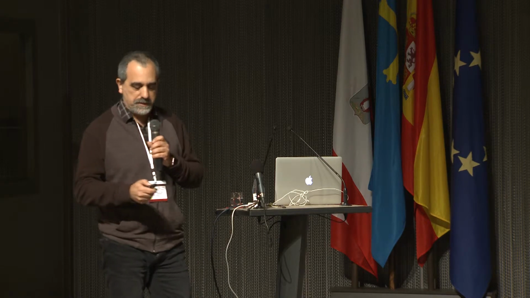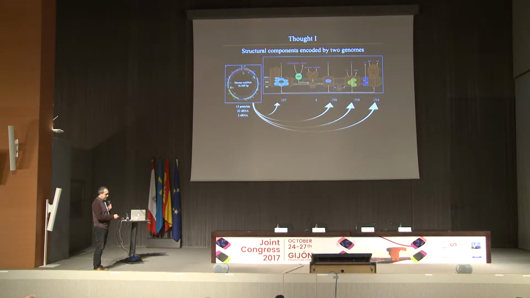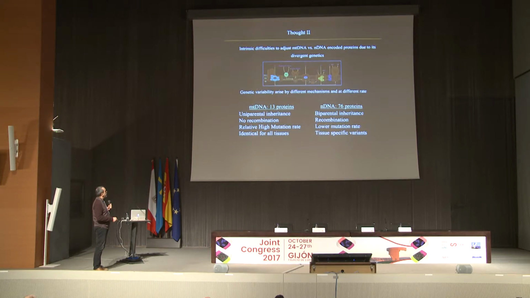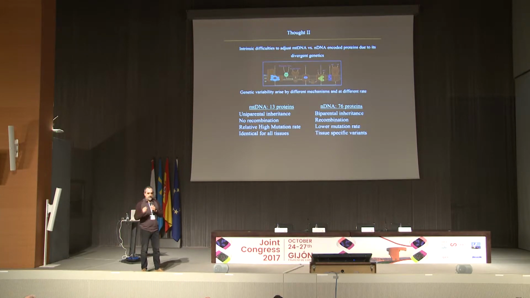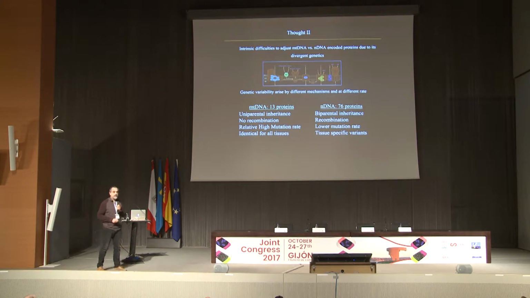They only provide subunits, and it creates a difficulty that I think is why we keep the mitochondrial DNA. First, these 13 proteins suffer uniparental inheritance and do not generate variability by recombination. They do it by a higher mutational rate. And importantly, which we also don't consider, they are identical for all cell types because we have a clonal expansion of few copies. We don't have the possibility to have variants in different tissues. On the contrary, the 76 proteins of nuclear DNA of these complexes generate variability by recombination and biparental inheritance. They have a lower mutational rate, and we have tissue-specific variants.